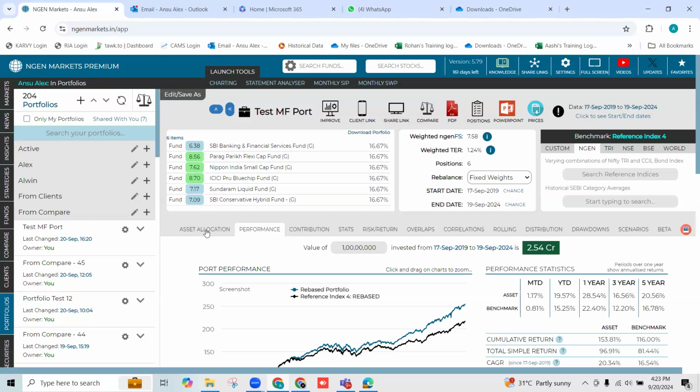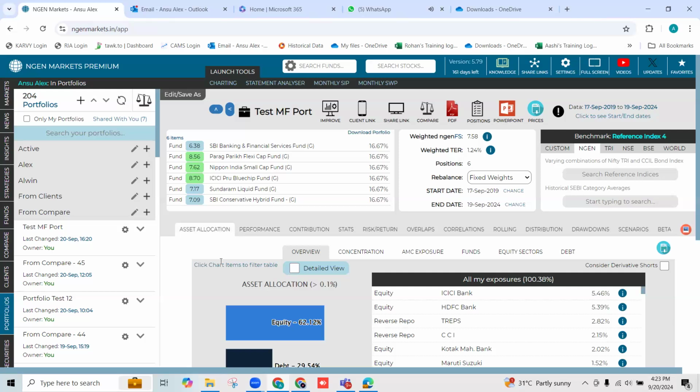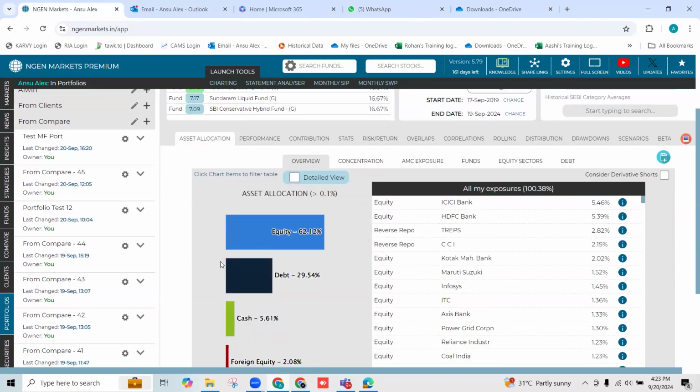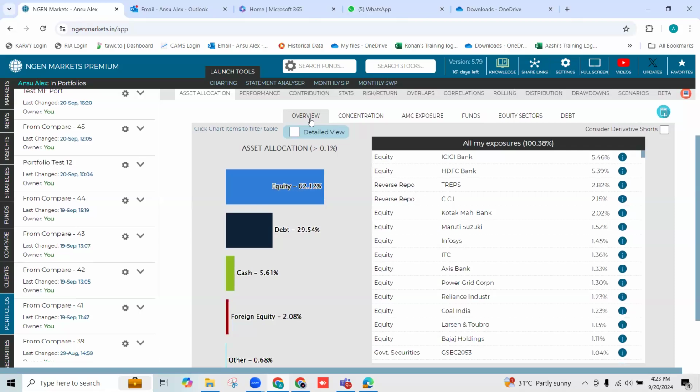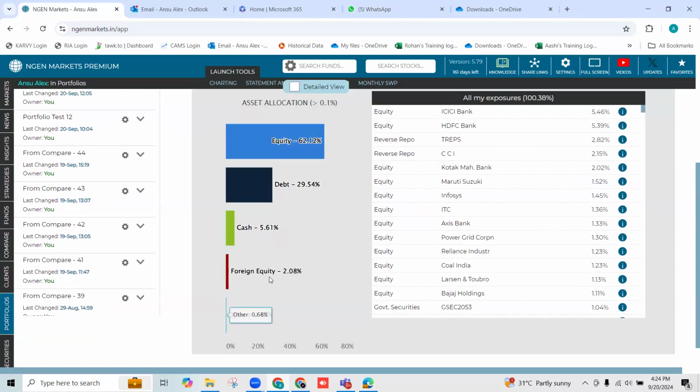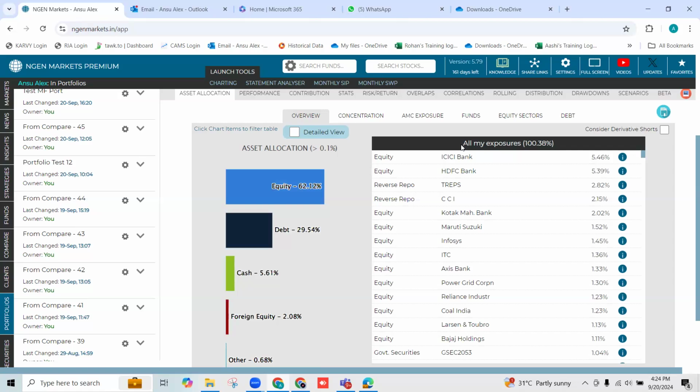Now here we move on to this asset allocation tab, which is the very first tab on a portfolio analysis. In the asset allocation tab, the first tab that we come across is this overview tab, which lets you see the split in terms of equity, debt, or any other component that is there in this portfolio. Additionally, you can also see the total exposure towards this portfolio. Meaning, ICICI Bank has an exposure to an extent of 5.46%. Now, where does this exposure come from?